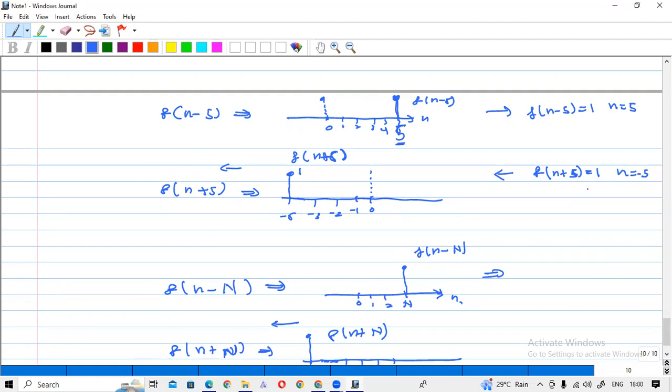Now I am asking the question. Delta n minus N is equal to 1 when n is equal to what? Here with minus, it is shifting this way. So what is the sample number?